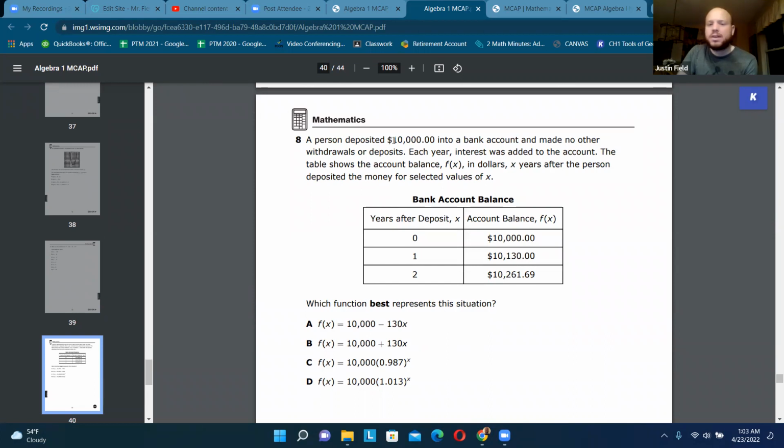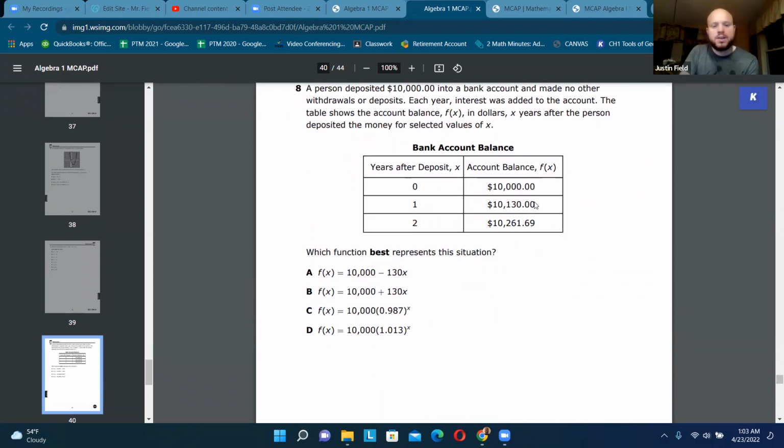Person deposited, probably exponential, right? So let's see. Made no other withdrawals or deposits. Each year, the interest was added to the account. The table shows the balance f of x in dollars x years after the person deposited the money. Okay. So what we're going to do to find the best function is our exponential and linear check. So we're going to find the common ratio and the common difference.